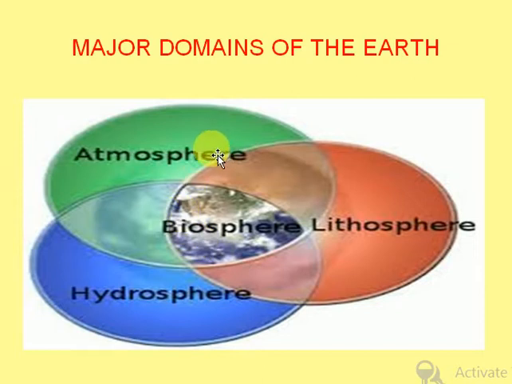The solid portion of the earth on which we live is called lithosphere. The gaseous layer that surrounds the earth is the atmosphere, where oxygen, nitrogen, carbon dioxide, and other gases are found.